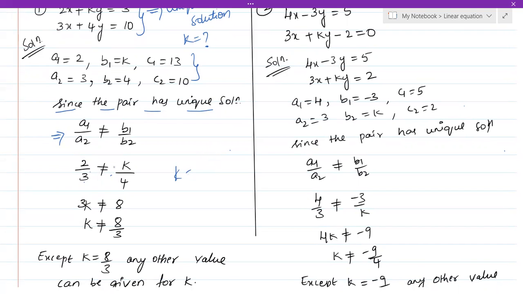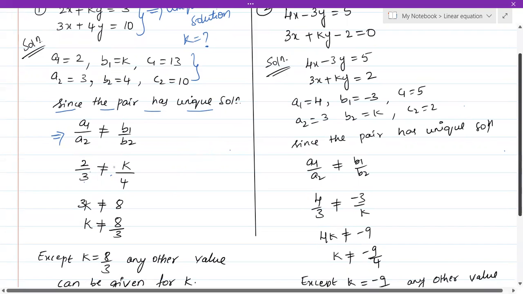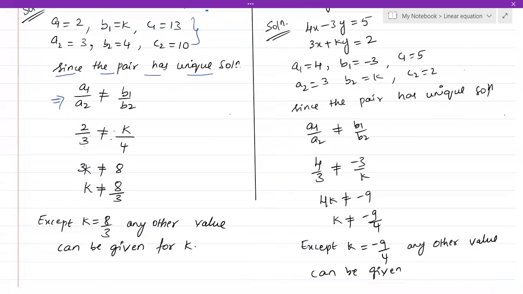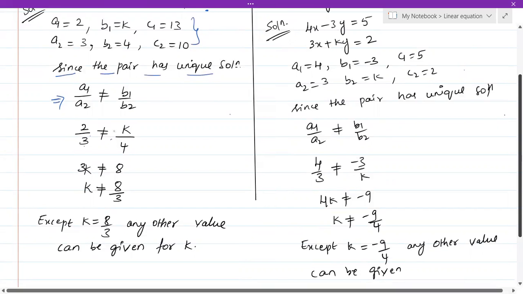Except this value, you can give any other value. I'm sorry. Except this value, that is 8 by 3. Other than this, you can give any other value. Okay, your wish, any value. Okay. So that will give you a unique solution. So the question here is, what is the value of k so that the pair has a unique solution? What we have got is, k should not be equal to 8 by 3. Other than this, you can give any other value so that the pair will have a unique solution.